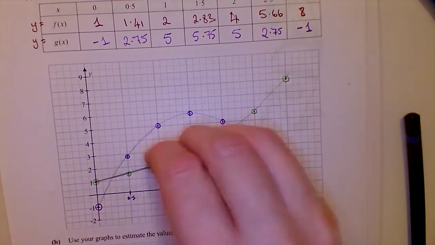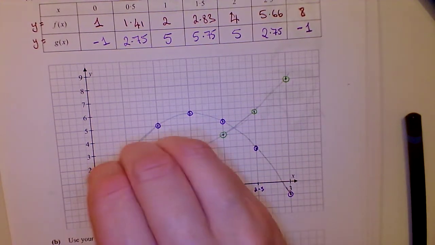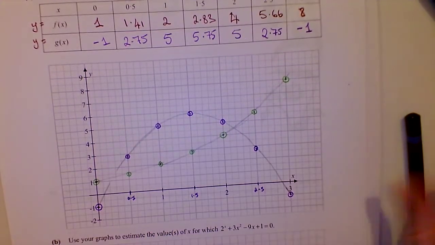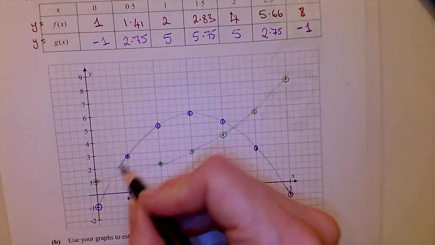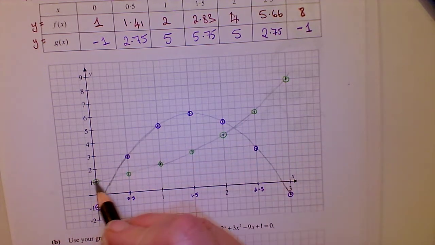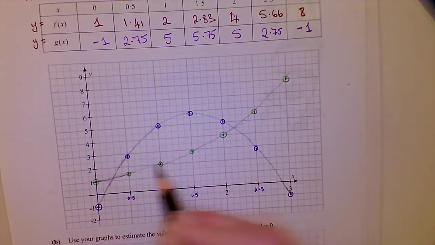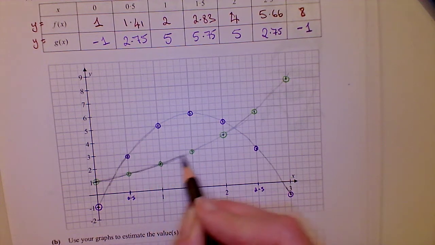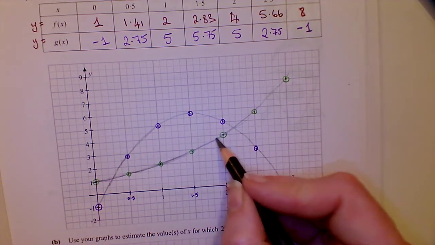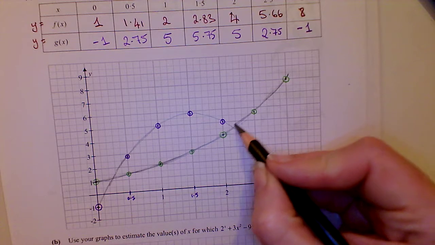A bit of a mistake there. Be as accurate as you can, but don't spend loads of time on getting these out. Okay, that's close enough. I'll get me my marks.